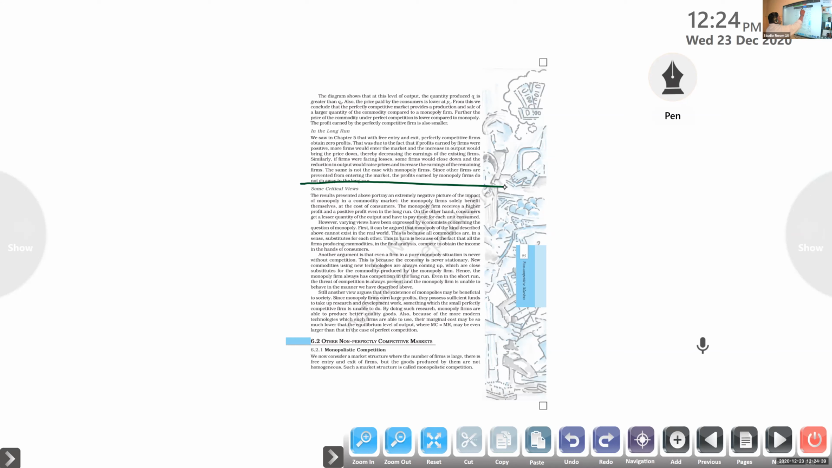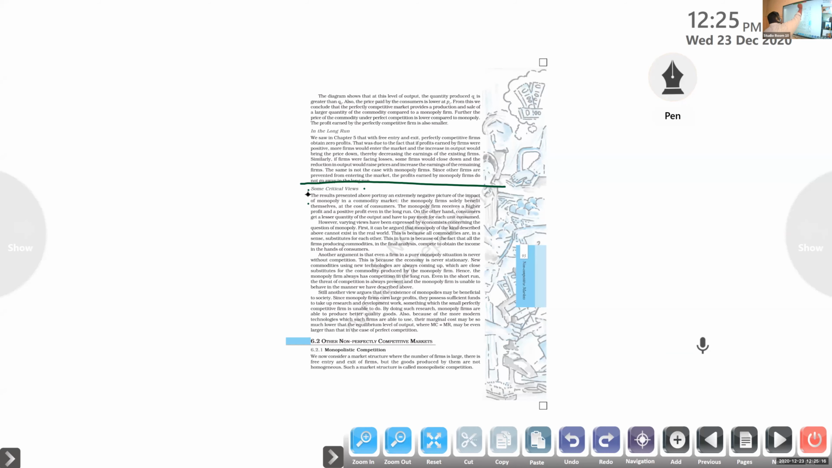The critical views related to the non-competitive market condition, some critical views. The results presented above, the results we learned earlier, show an extremely negative picture of the impact of monopoly in a commodity market. So in a commodity market, the concept of monopoly has a negative impact. We know that in monopoly, the monopolistic firms are always trying to maximize profit.